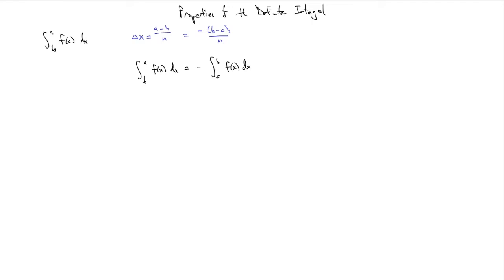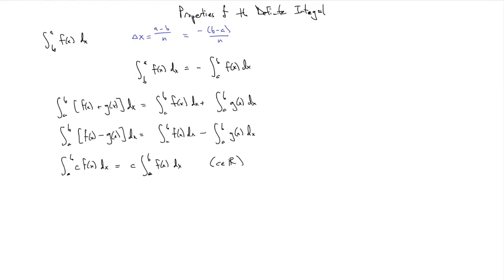The integral from b to a of f of x with respect to x is equal to the negative of the integral from a to b of f of x with respect to x. We also get from the properties of limits that the integral from a to b of the sum of two functions is the sum of the two integrals. The integral of the difference of two functions is the difference of the integrals, and the integral of a constant times a function is the constant times the integral. You can pull the constant outside of the integral. So all these follow from the properties of limits, and they're completely analogous to the properties that we found for indefinite integrals. You have seen these before.